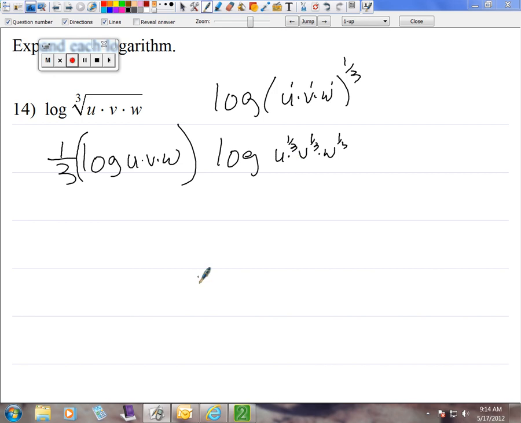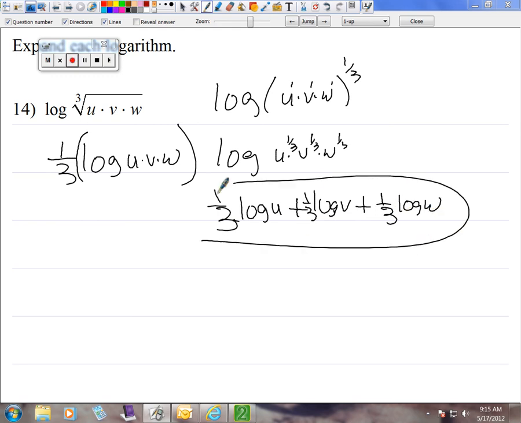But what's our final answer going to be? 1/3 log what? U plus, not times, 1/3 log V, right? Plus 1/3 log W. And then no, you're not done yet. Then you got to distribute the 1/3. There can be no parentheses left. No parentheses left. You haven't finished if you haven't done that. This has to be the final answer any way you do it.